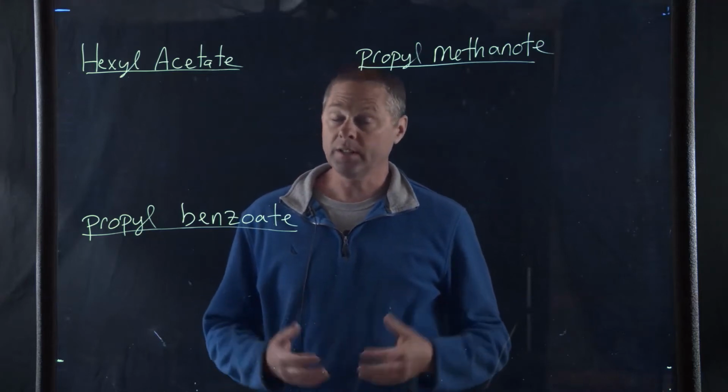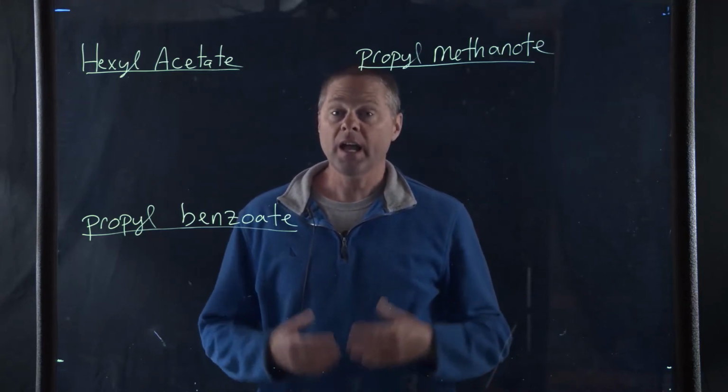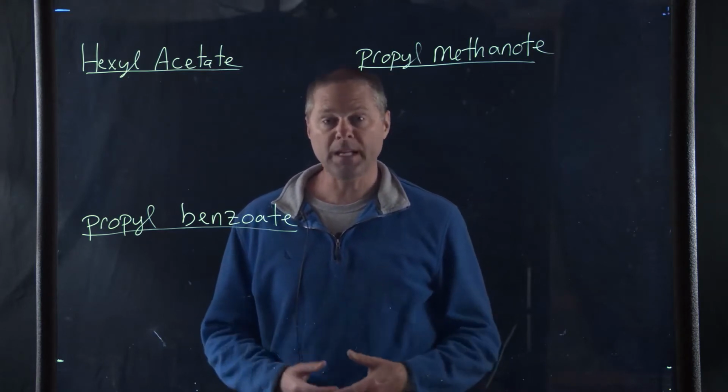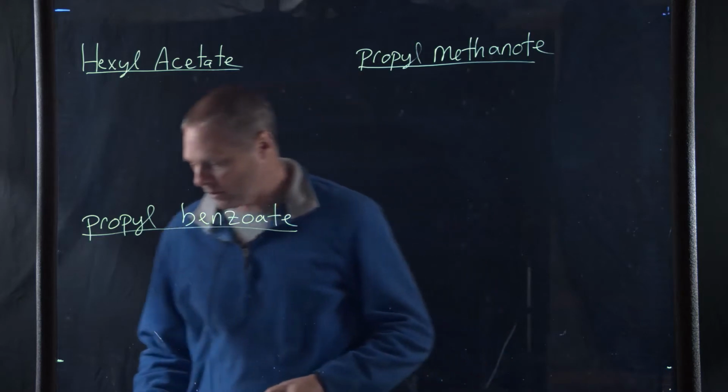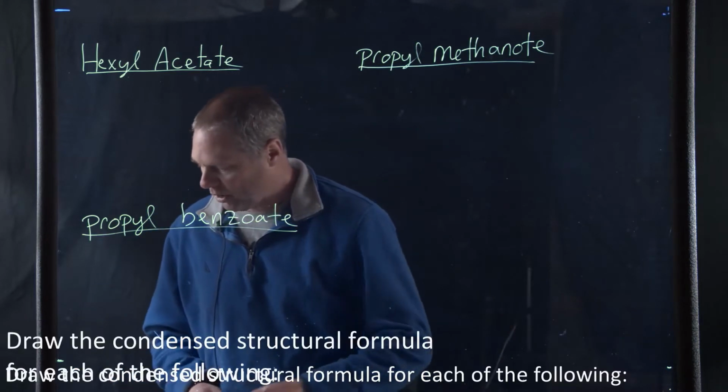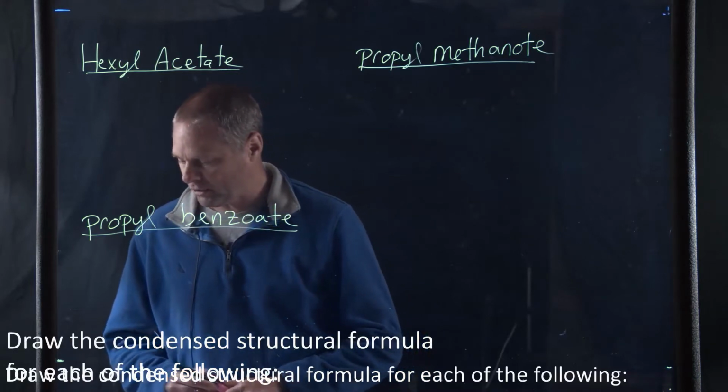In this chapter, we're going to continue talking about organic functional groups. And specifically, we're going to be talking about carboxylic acids, esters, amines, and amides. So for the first question, it states, draw the condensed structural formula for each of the following.